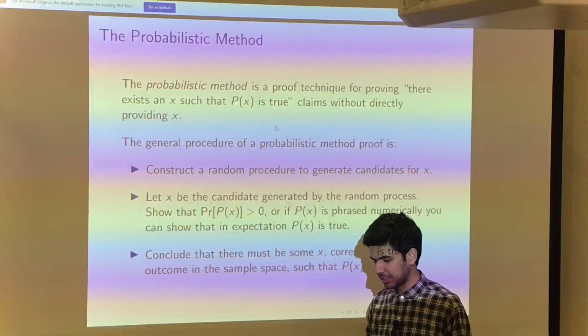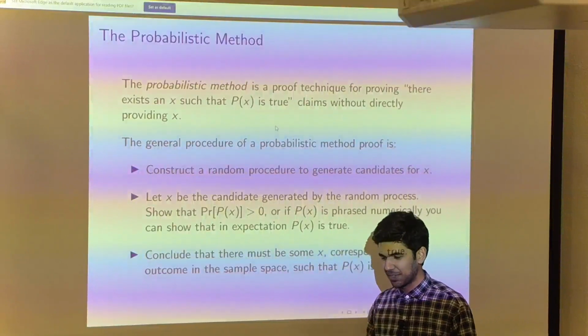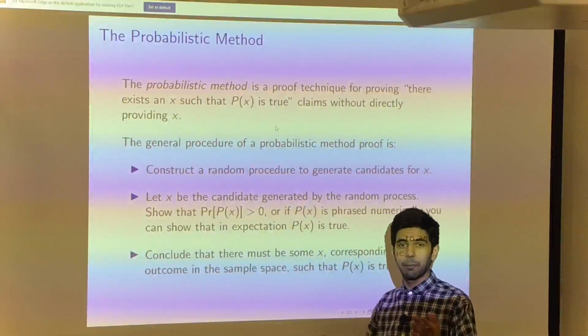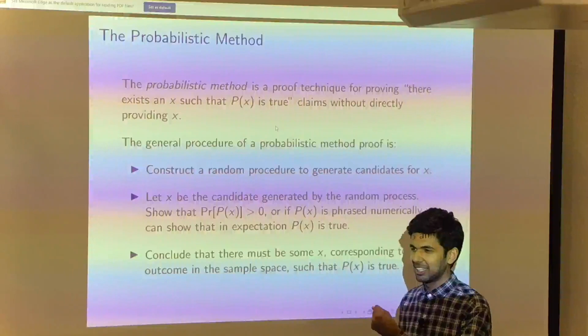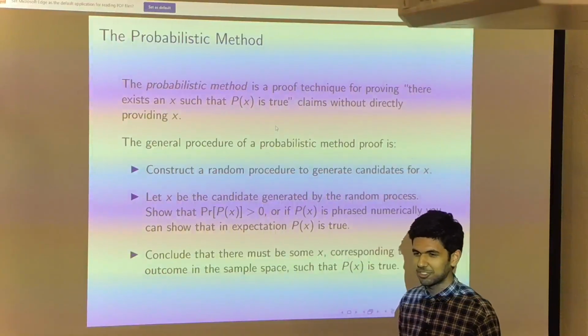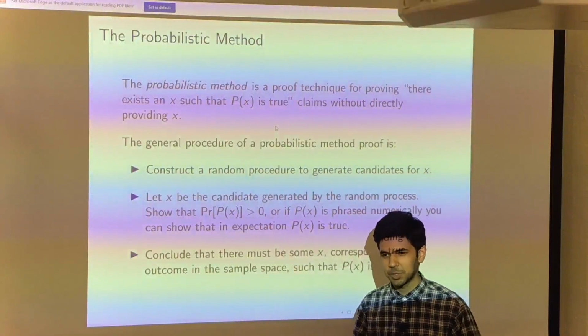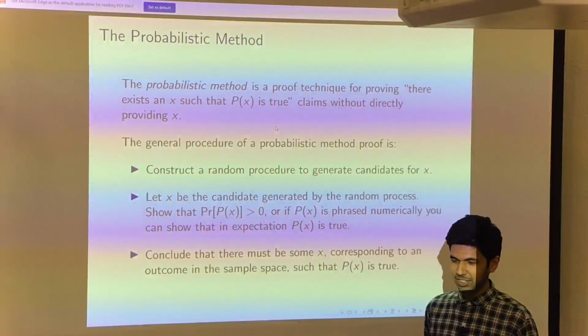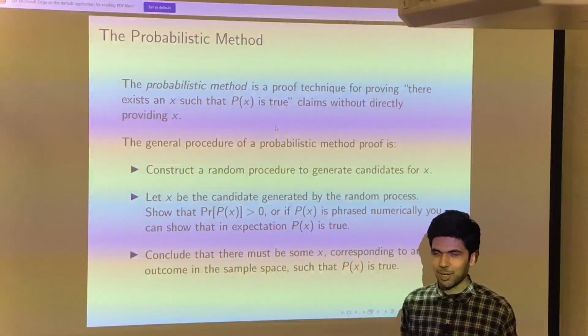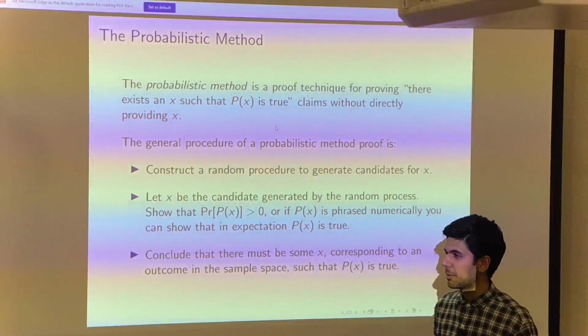Namely, if the expectation of x is some amount like 2.5, then you can conclude that there must be some x that has value at least 2.5. That's just how expectation works. Similar thing with probability. We've shown a non-zero probability of something occurring, which means there must be some instance in which it did occur. Again, super abstract. Hopefully with the example, it'll clear things up.